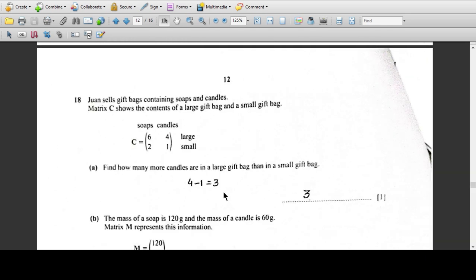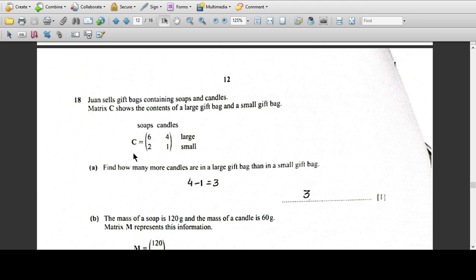Now question number 8: Joan sells gift bags containing soaps and candles. This is soaps and this is candle. Matrix C shows the contents of the large gift bags. In a large bag we have 6 soaps and 4 candles, and in a small gift bag we have just 2 soaps and 1 candle. Find how many more candles are in a large gift bag.